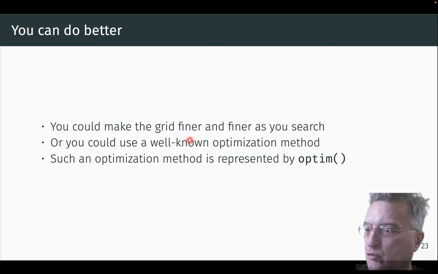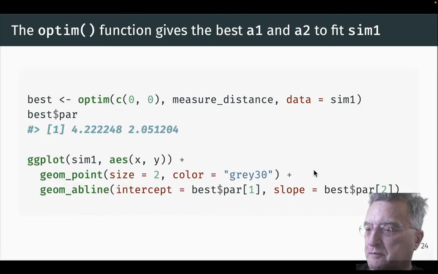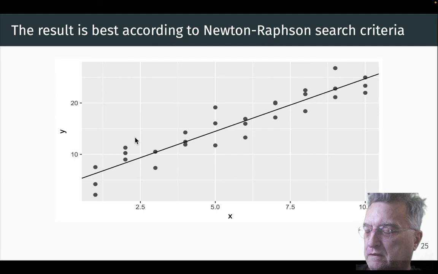And we could make this grid finer and finer as we search. Or we could use a well-known optimization method. And so there's an optim function that optimizes and will give the best A1 and A2 to fit Sim1. So if we plug measure distance into this Sim1 data, the best parameters will turn out to be 4.2 and 2.0. And then we plot those with the intercept being this number here, and this number here being the slope. And this is what we get.